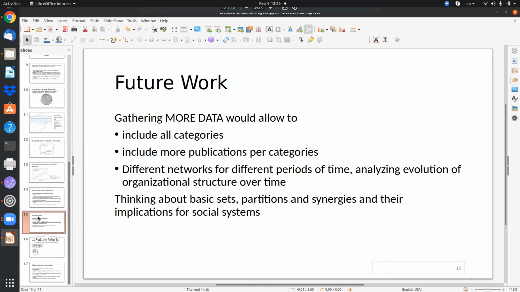So as future work, the most important thing, of course, is that we have to gather more data to first allow a full-scale picture, then more publications per category to be sure that we really have a representative set of data, and then we would have to divide the publications somehow into periods of time, so we can track the organizational structure and how it changes over time.